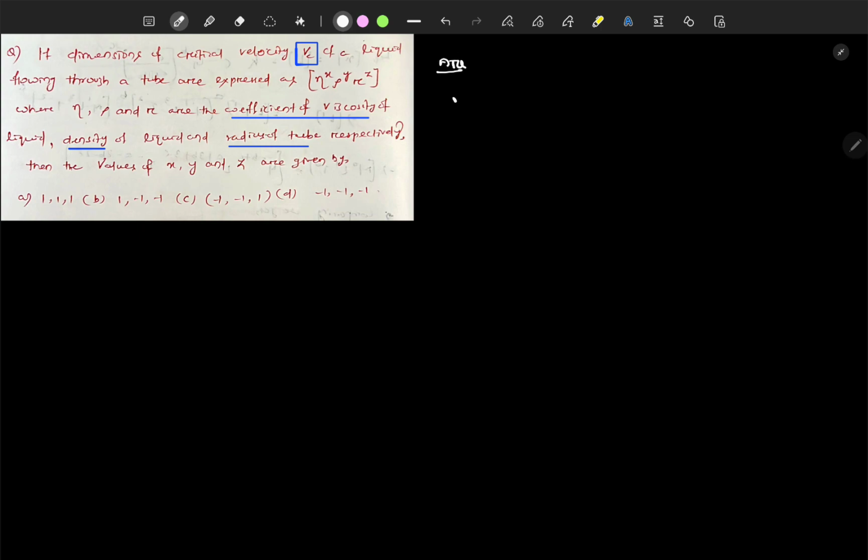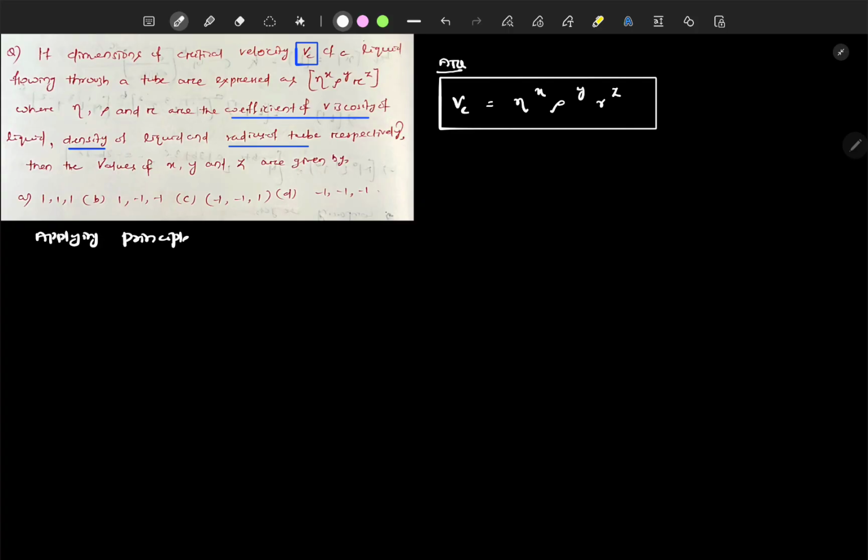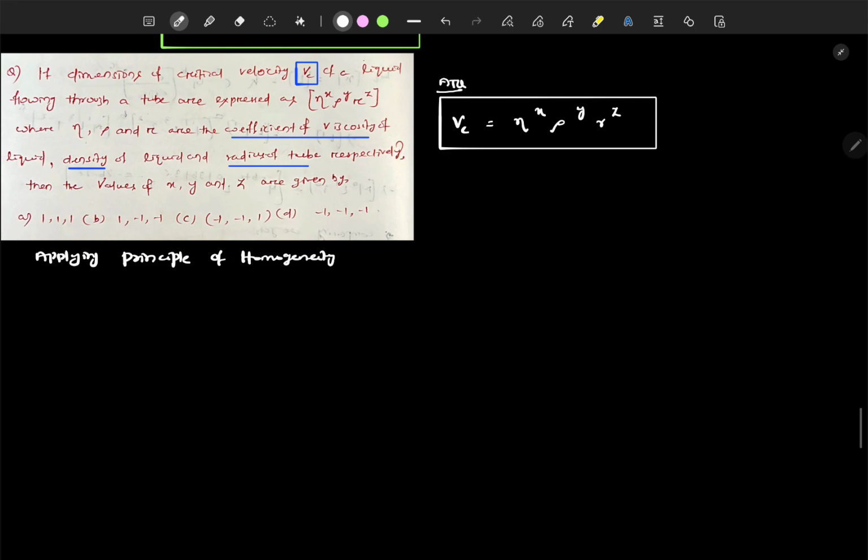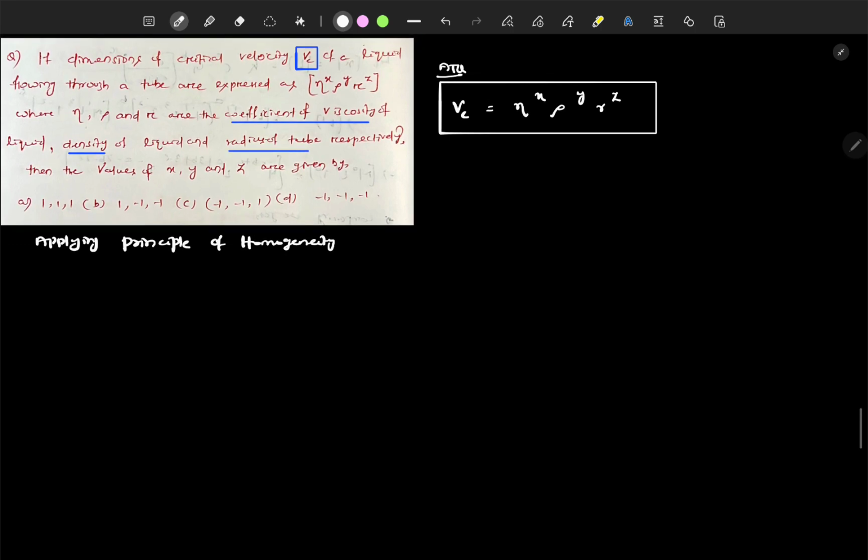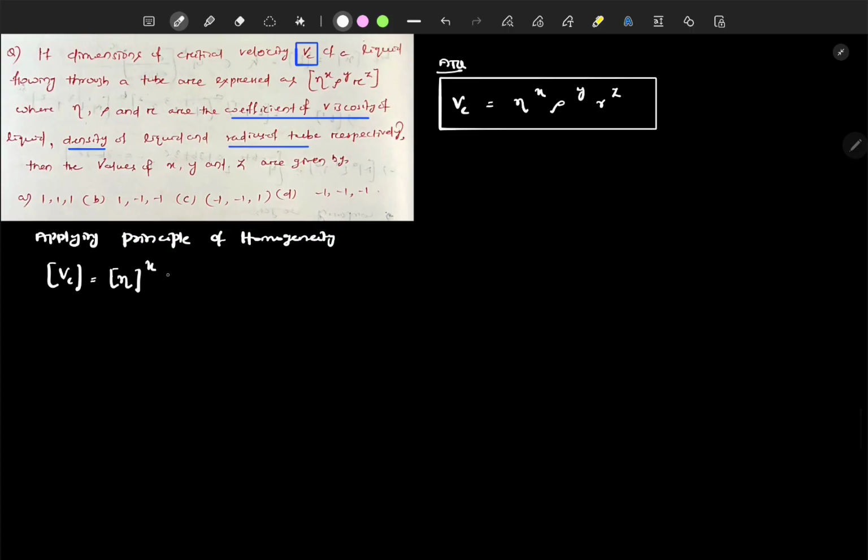according to the question, your critical velocity Vc is equal to eta to the power x, rho to the power y, r to the power z. So directly we can write, applying the principle of homogeneity, the dimension of Vc, the dimension of critical velocity, is equal to dimension of eta to the power x, then dimension of rho to the power y, and dimension of r to the power z.